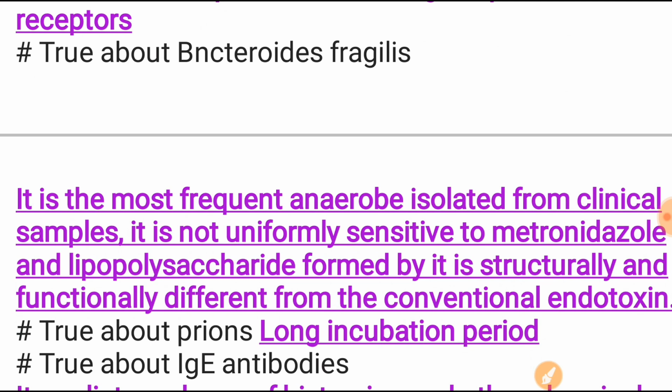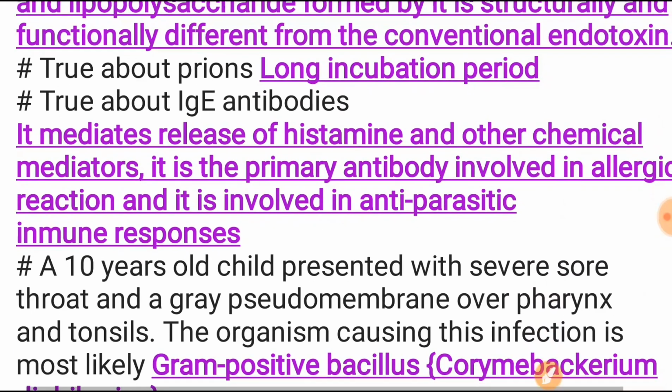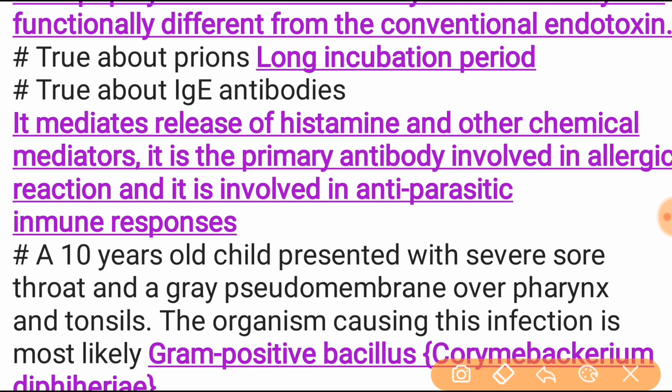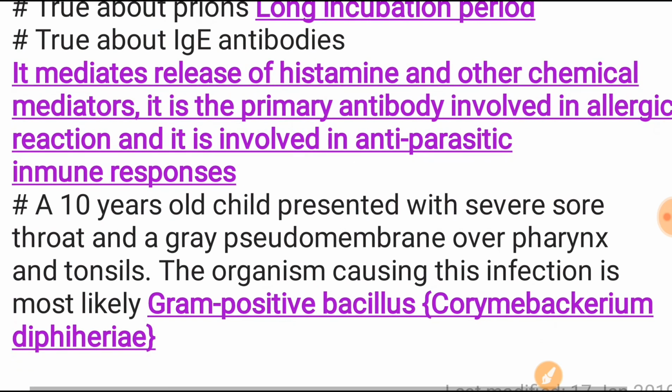Next one is true about Bacteroides fragilis. It is the most frequent anaerobe isolated from clinical samples. It is not uniformly sensitive to metronidazole, and its lipopolysaccharide is functionally different from the conventional endotoxin. The next topic is true about the prions. Prions have a long incubation period, and prions is the most important topic for NEET PG and DNB. One question is surely asked and repeated. So I will upload a video on the prions.